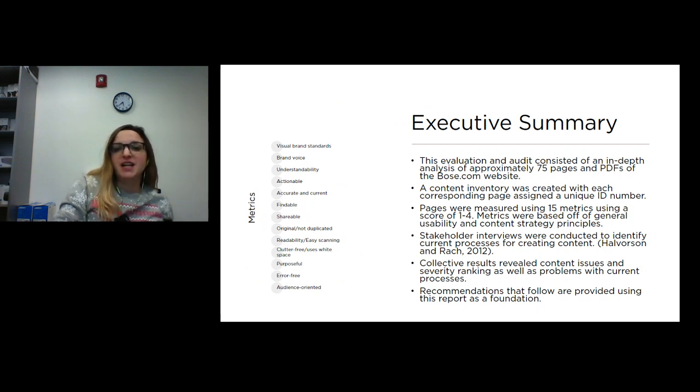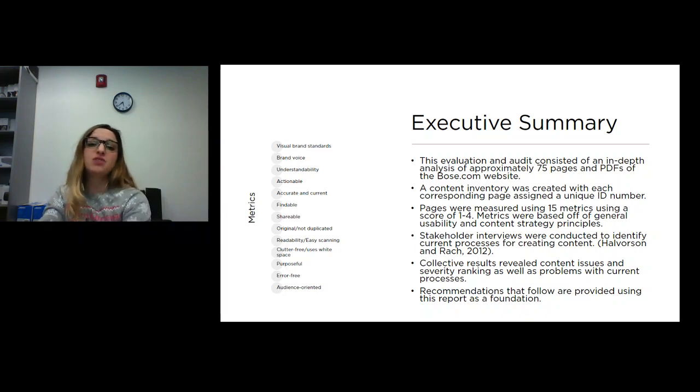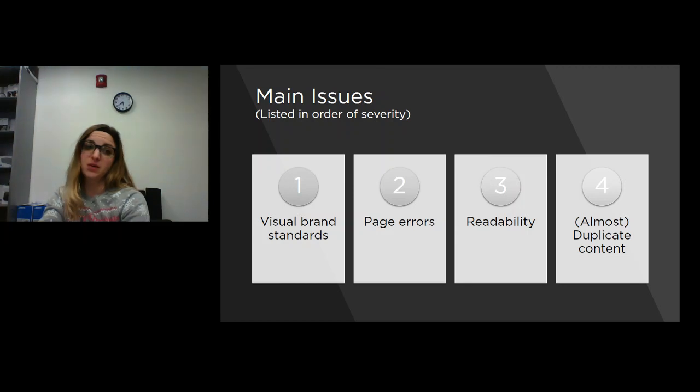In short, I analyzed and created inventory of 75 pages on Bows.com. My analysis used metrics based off of general usability principles. At the end of this report, I will provide recommendations for my findings. So, what did I learn? Well, this is it.